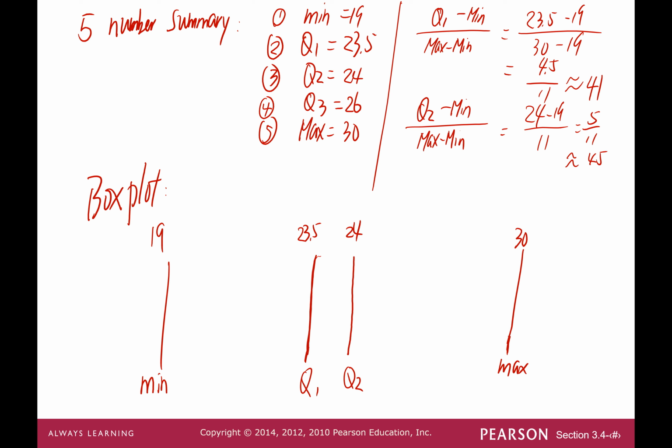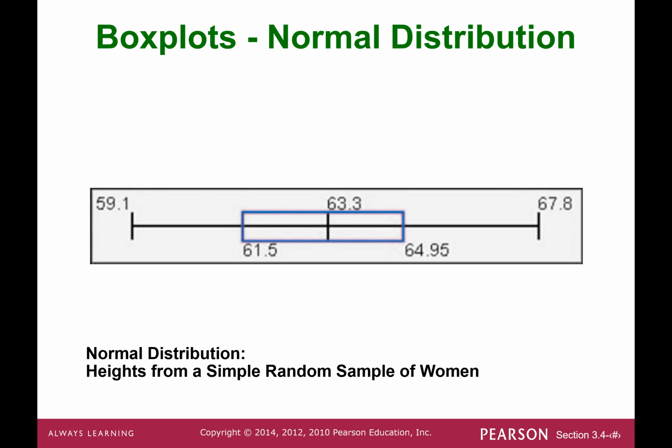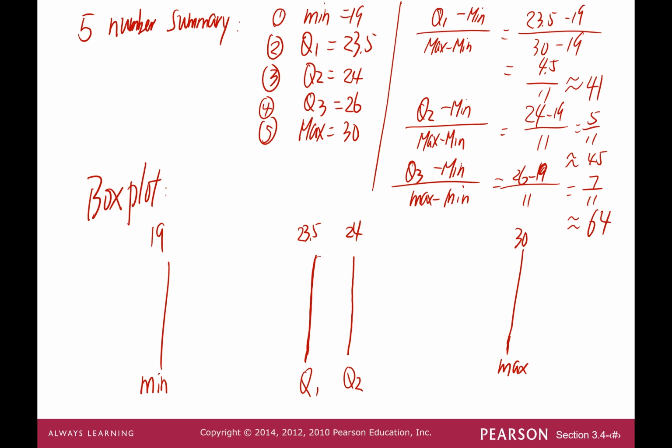Okay. Now let's just locate quartile 3. Then we're almost there. Quartile 3 minus minimum over maximum minus minimum. So this is going to be 26 minus 19 over 11. 7 over 11. Let's see what that is. 7 over 11 is 64. So that would be approximately 64%. So it should be somewhere here. Now we locate quartile 3.